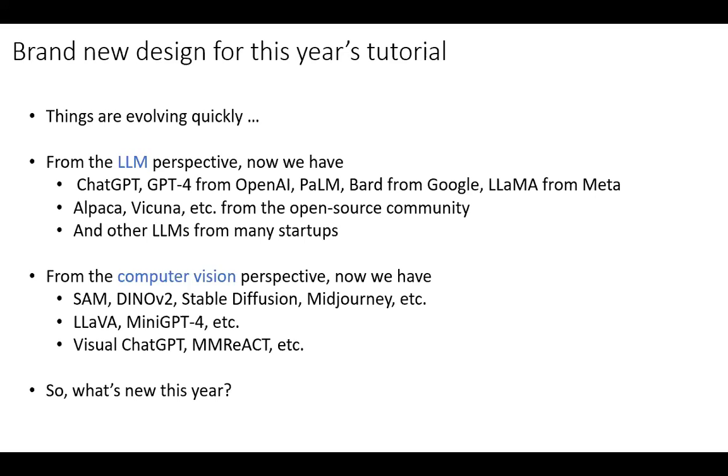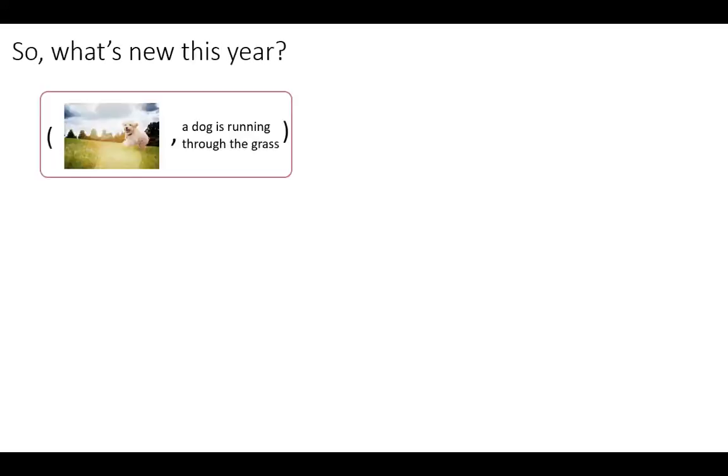So really, what's new? This year, we want to answer the following questions. Suppose we have an image-text pair. In this case, the caption of this image is "a dog is running through the grass." Such data widely exists on the web, right? We can mine millions, even billions of image-text pairs from the web, and there is a very rich signal inside it that we can learn from.